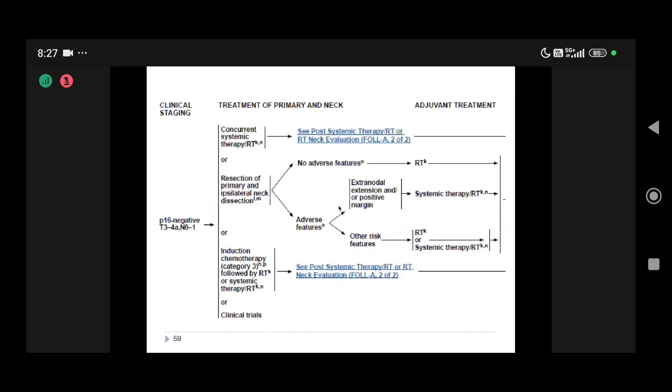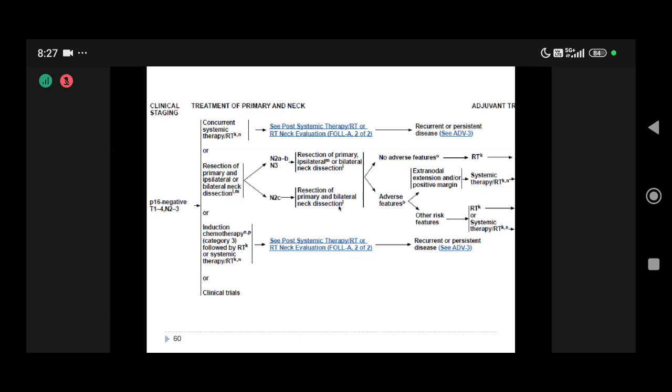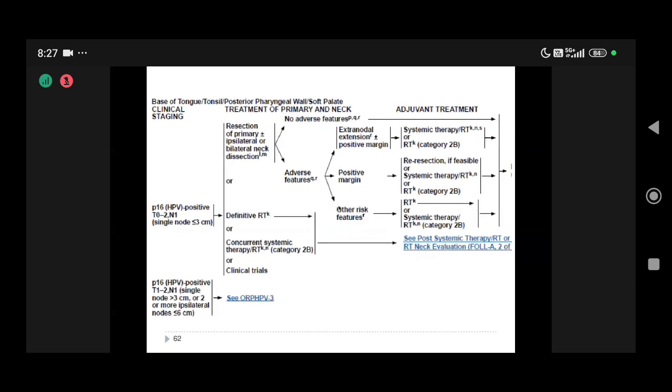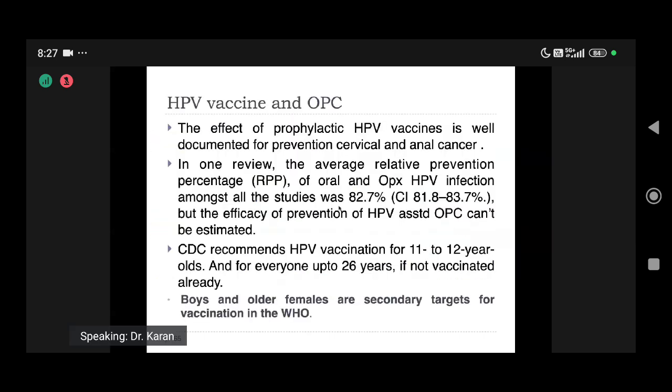But do the P16 IHC for every oropharyngeal cancer, because once we generate this data, we would know whether we can change the treatment for these two groups of patients also. And these are all the NCCN guidelines, which are available for everyone.